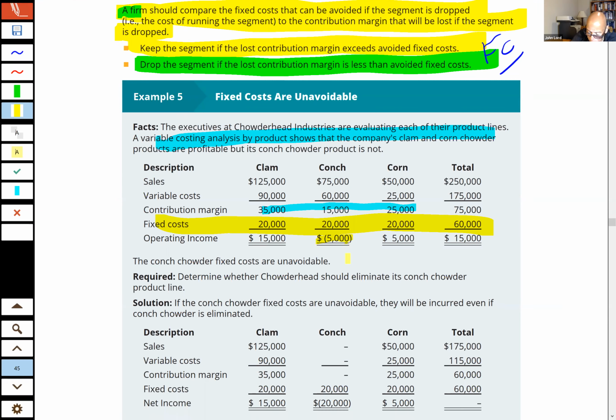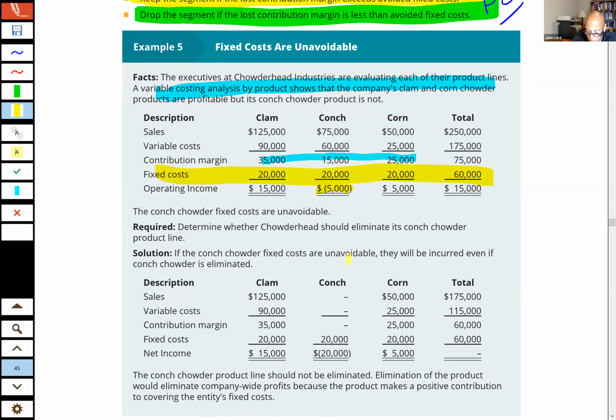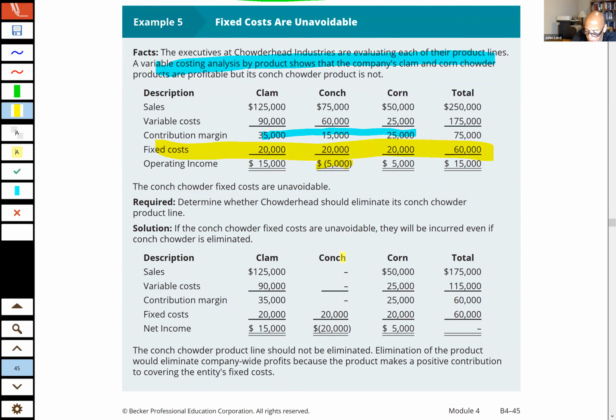We're still going to have that same total 60,000 of fixed cost. And so we clearly should not get rid of Conch, because we'll take away that 15,000 contribution margin. Instead of being a profitable company overall, we're at zero because we didn't reduce any of our fixed costs. Our fixed costs are still 60,000, and we got rid of something that was contributing to the fixed cost, that $15,000.